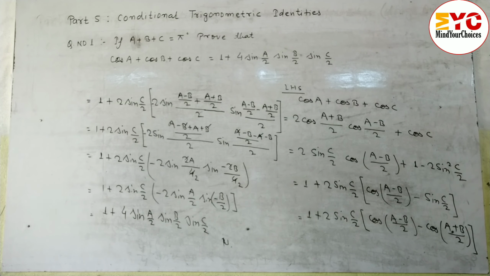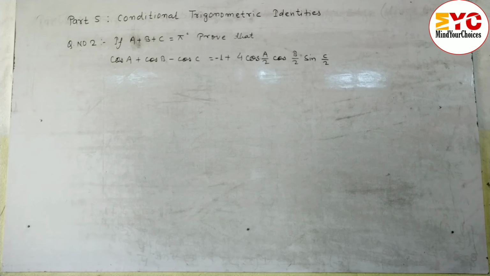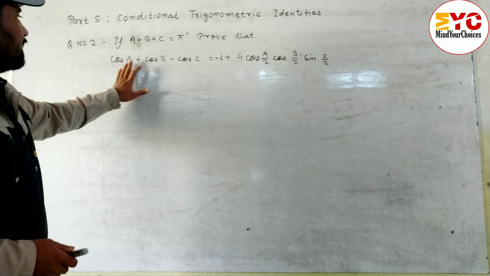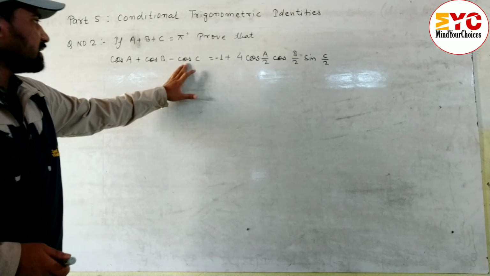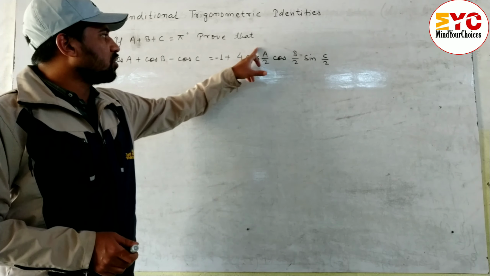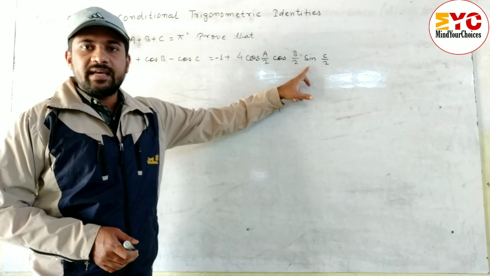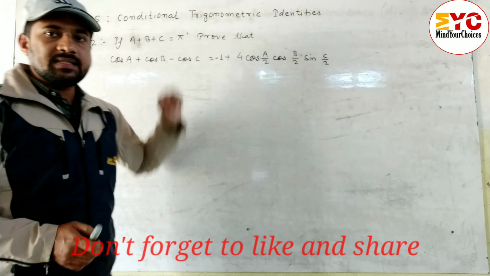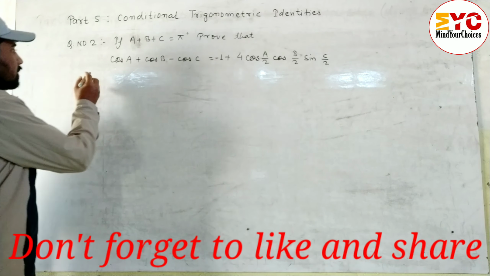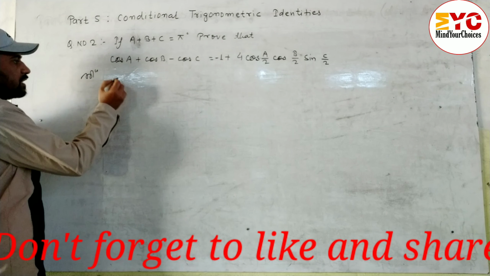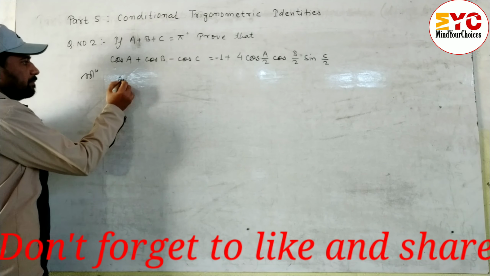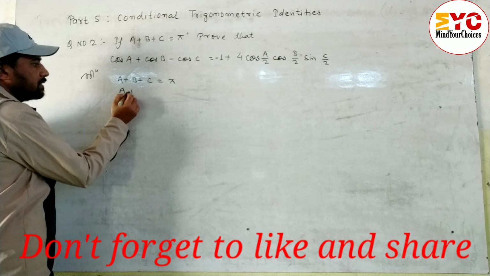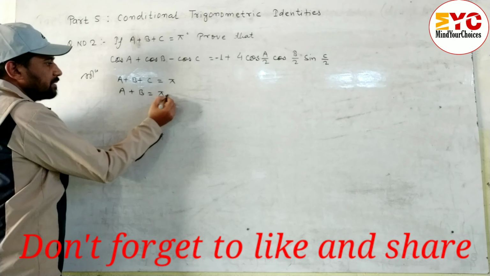Now look at question number 2. Prove that cos A plus cos B minus cos C is equal to minus 1 plus 4 cos A by 2 cos B by 2 sin C by 2, where the condition is given already, A plus B plus C is equal to pi. So same as before, first of all we take A plus B plus C is equal to pi, and after this A plus B is equal to pi minus C.